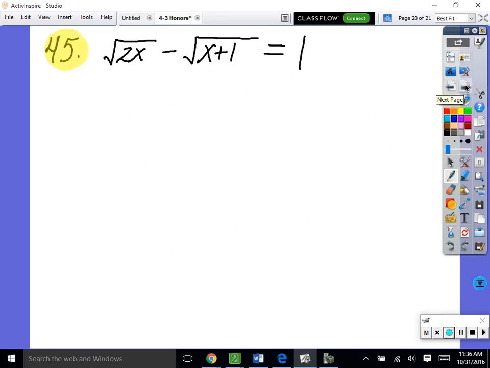Okay, looking at this one, we would isolate the radical. There's a couple different ways we could solve this. I would add the square root of x plus 1 to both sides. Add the square root of x plus 1.